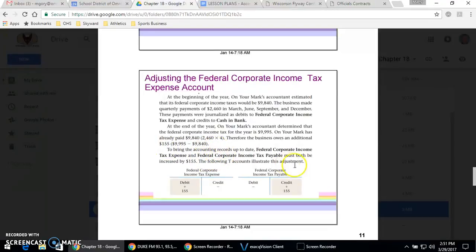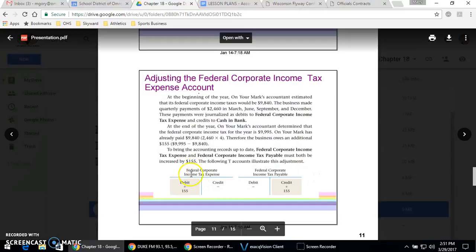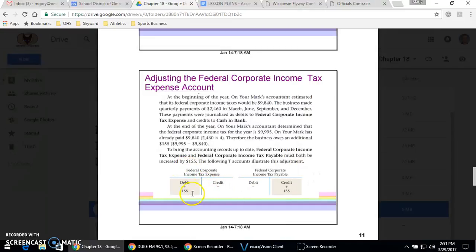So to make that adjustment, we look at the T accounts: federal corporate income tax expense, debit for the adjustment of $155, and then we credit, because federal corporate income tax payable is a liability. Therefore, we credit the liability, we debit the expense. This is going to account for the adjustment to our federal corporate income tax over the course of the fiscal period.